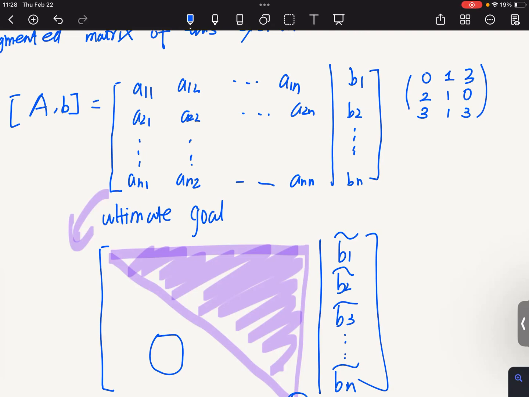So what we are going to do is go to the first column and go from the top to the bottom to see which one is the first non-zero element. Okay, this is the first non-zero element, the 2. So I'm going to exchange row 2 and row 1. After the exchange, you would get this: 2, 1, 0, and then 0, 2, 3, and then 3, 1, 3. At this time, you get a non-zero element at the top. We call this the pivot element.